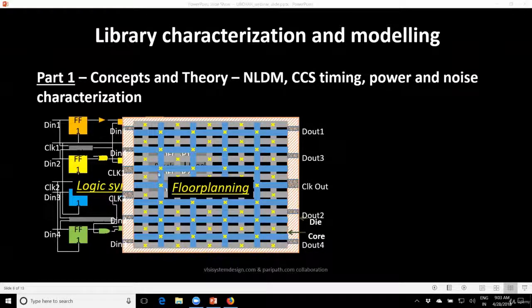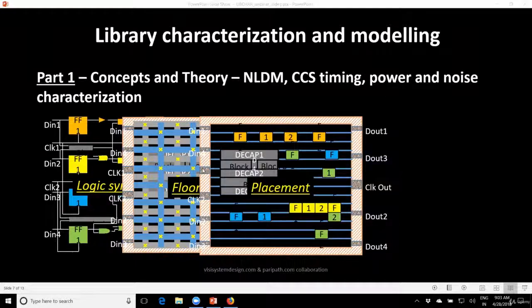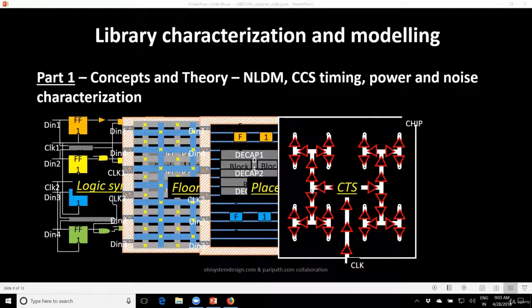All right, fine. So the next step is floor planning, where you decide the width and height of the core and the die, you do the power planning, and you place the pins outside the core area, on the boundary of your chip. The next step is placement, where you place the cells, the flip-flops and the memories inside the core of the chip. The next step is clock tree synthesis, where you route the clock.